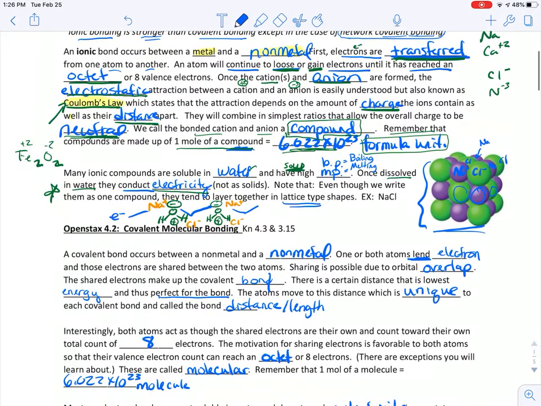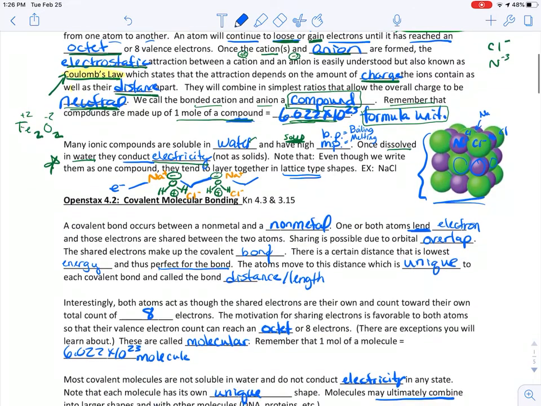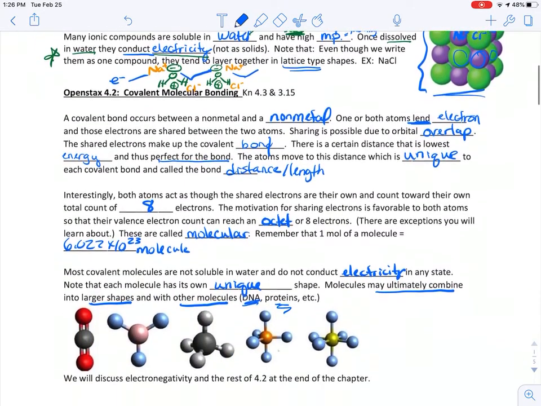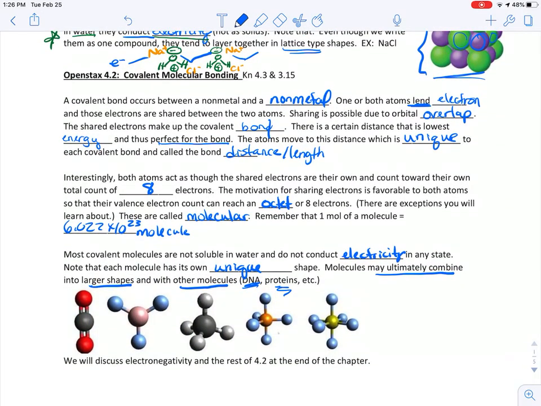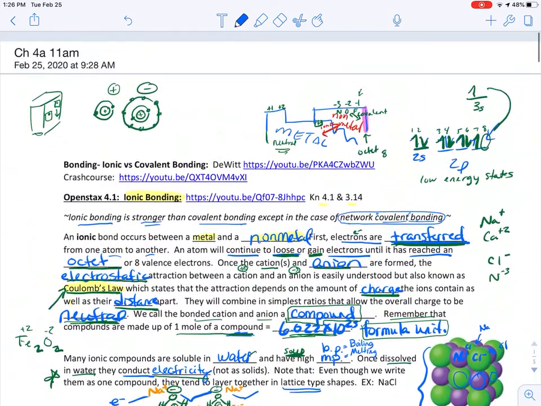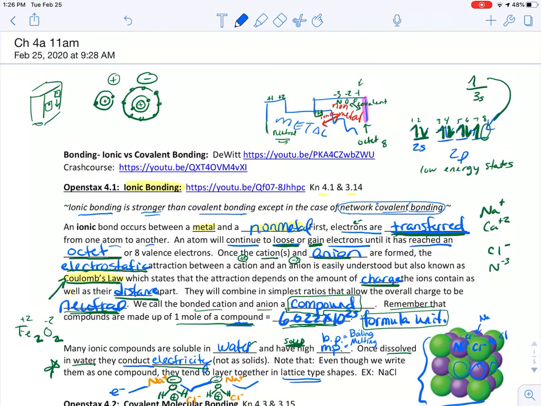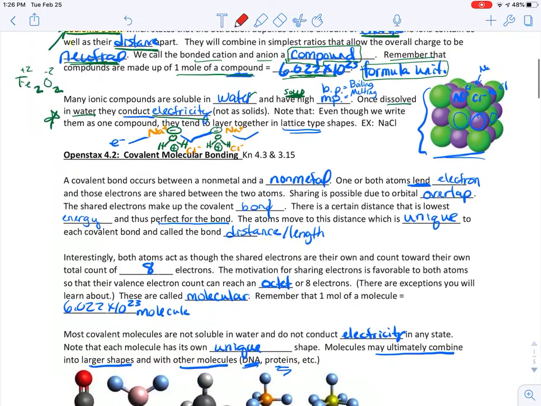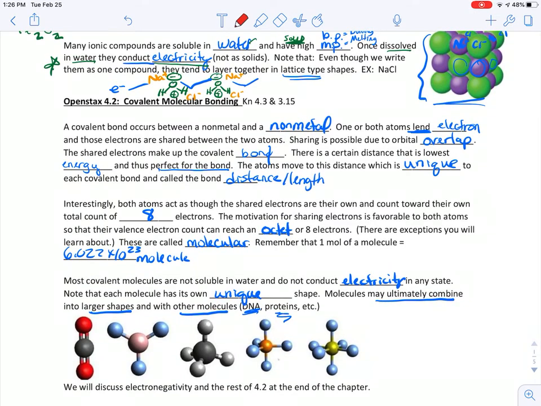It's very different from the next thing we're going to talk about, which is covalent. We do a lot of comparing and contrasting. So a covalent molecule is between a non-metal and a non-metal. Remember the chart, that's this section. Whenever you have 2 non-metals in here, bonding within this section is covalent.